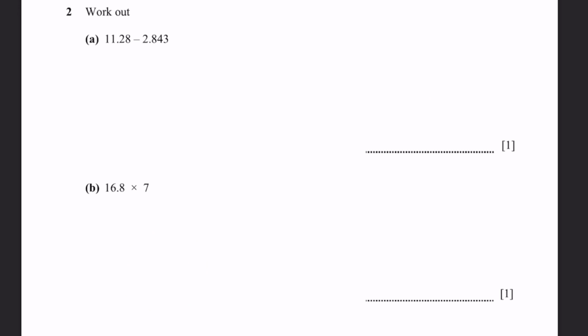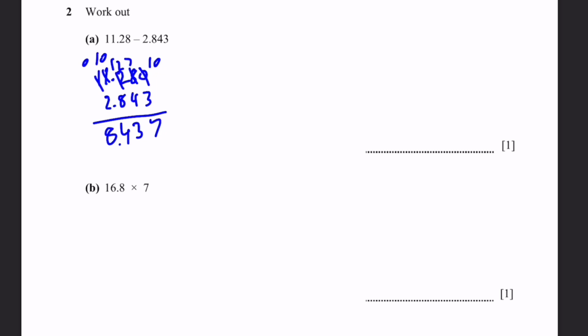Question 2. A. Work out 11.28 minus 2.843. Now we can do that like this. First make this have 3 decimal places, and this one's already in 3 decimal places. So now we just do the normal subtraction method. We have to cancel out 10. We have 7, 3, cancel this, 12, and we get 4. Cancel this, and then we get 10 there. 8.437. That's the answer.